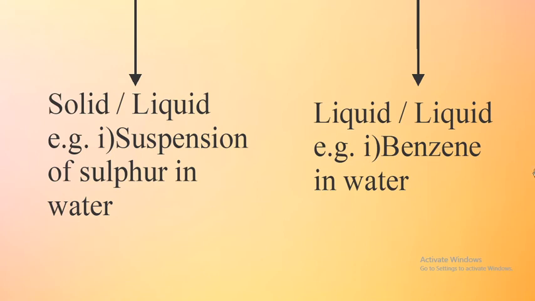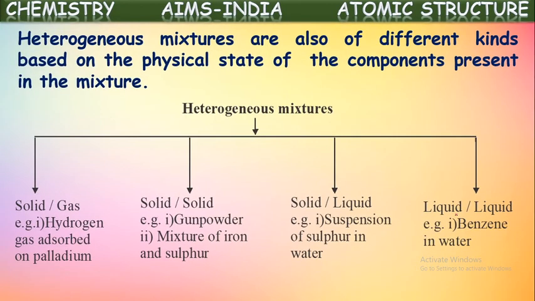One more example they have shown here, benzene in water. Benzene is one of the organic liquids which won't dissolve into water. When you pour benzene into water and stir it, even after stirring, benzene will float on water and the water will go down. Two separate layers will be formed. So it comes under liquid heterogeneous mixture. Okay, next, let us see here some more examples for heterogeneous mixtures.